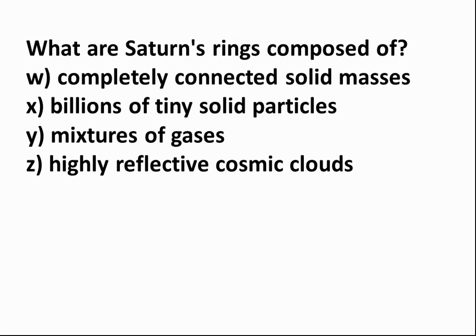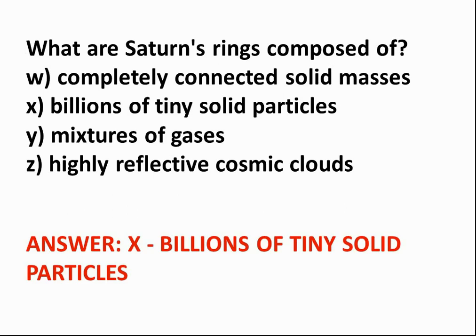What are Saturn's rings composed of? W. Completely connected solid masses. X. Billions of tiny solid particles. Y. Mixtures of gases. Z. Highly reflective cosmic clouds. Answer: X. Billions of tiny solid particles.